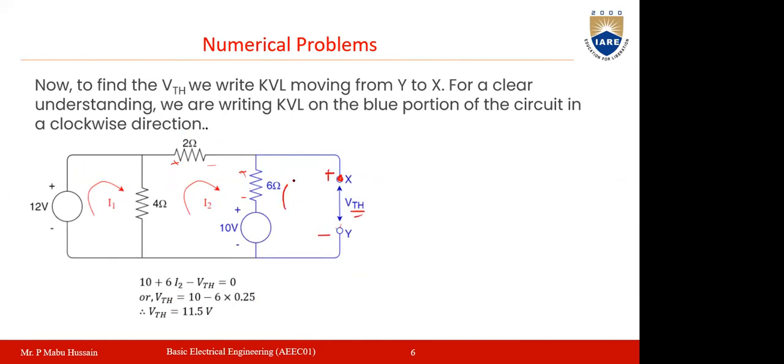And here you apply KVL. Minus to plus, plus to minus like that. So 10 volts, plus 2 minus, then minus 6 I2, plus 2 minus again, minus VTH is equal to 0. Actually this is what you have to write. Then VTH will be equal to 10 minus 6 I2.